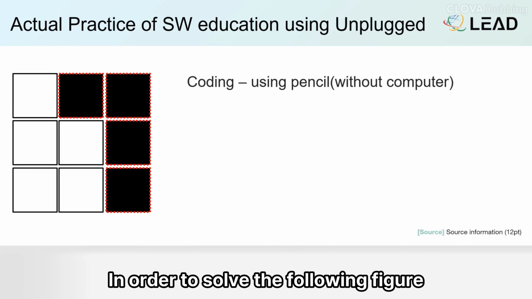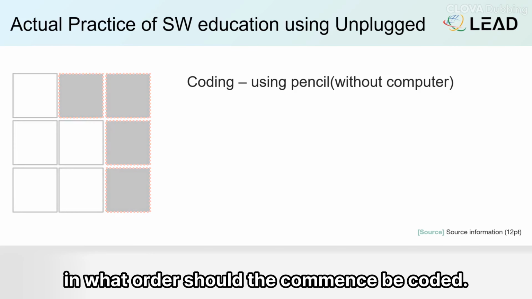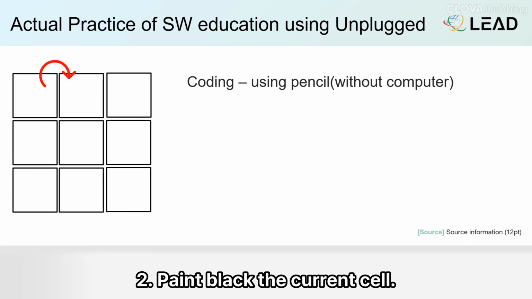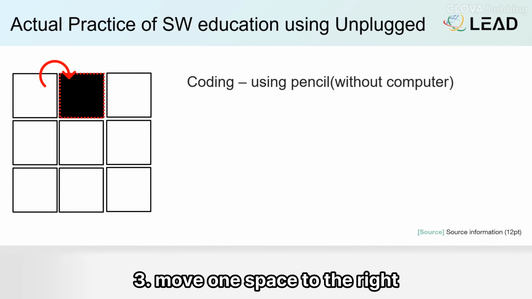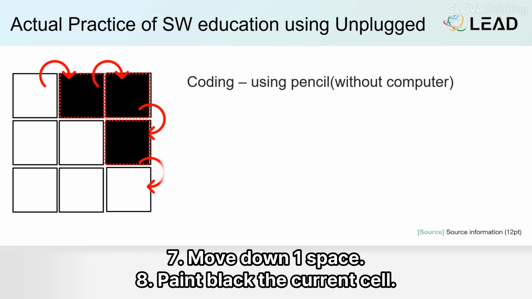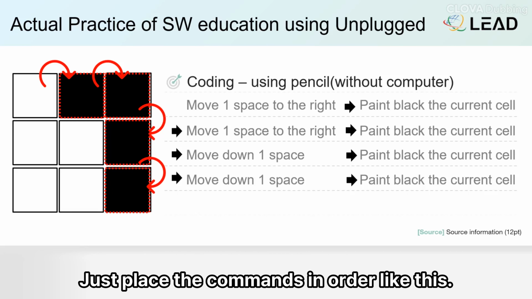In order to solve the following figure with pencil coding, in what order should the commands be coded? 1. Move one space to the right. 2. Paint black the current cell. 3. Move one space to the right. 4. Paint black the current cell. 5. Move down one space. 6. Paint black the current cell. 7. Move down one space. 8. Paint black the current cell. Just place the commands in order like this.